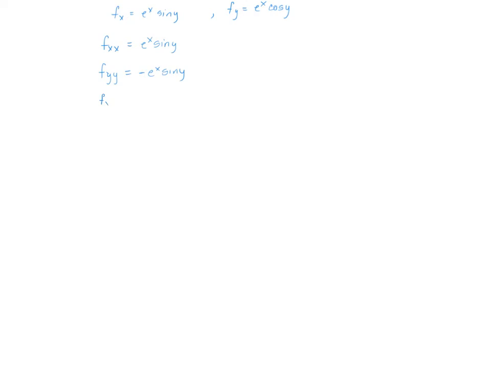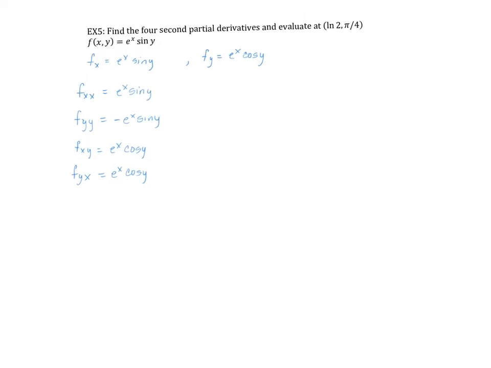The partial derivative of x then y. So I'm going to take the partial derivative with respect to x, take that derivative with respect to y, and I should get e to the x cosine y. Now the partial derivative of y and then x, oh, here's the roosters. That should be the same. It's e to the x cosine y. So again, they ended up being the same. Let's go ahead and evaluate these.